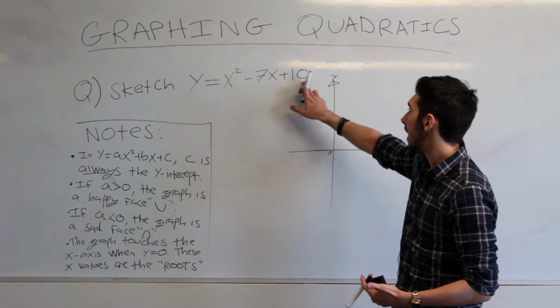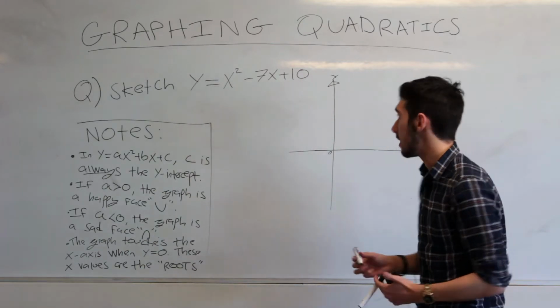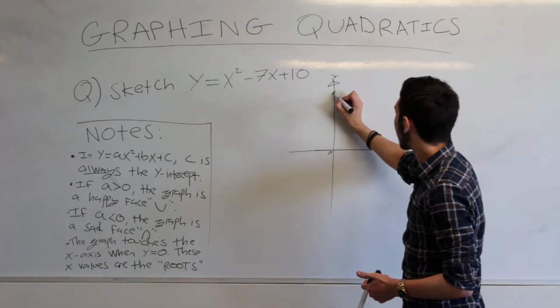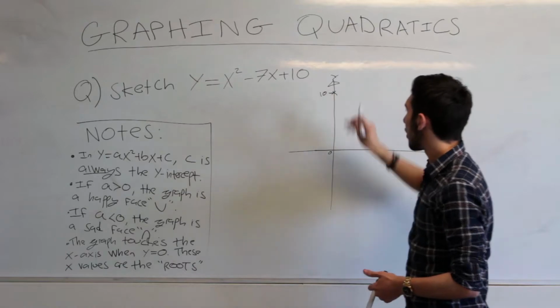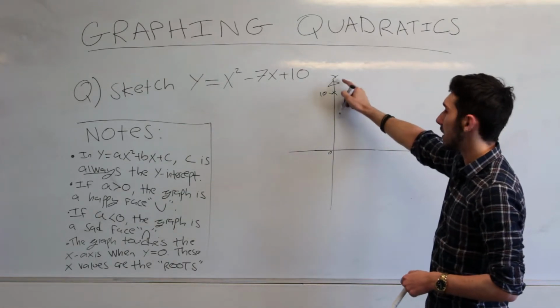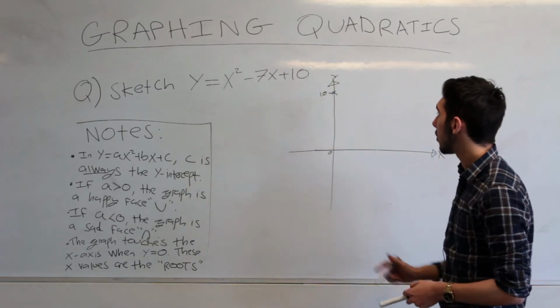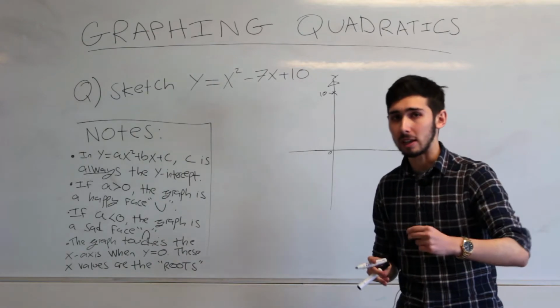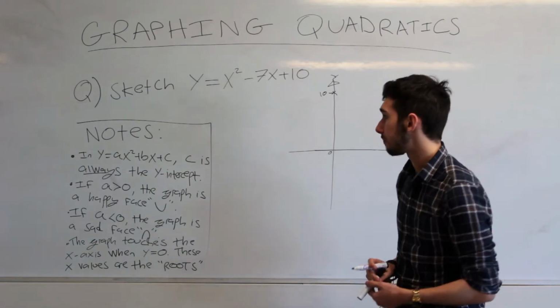Well, c is 10. So immediately we know that, let's say that's the point, let's say that's like 10, yeah? That point there is on the graph because that is the y-intercept, because this is the y-axis. So boom, that's on the graph. You can do that every time. C will always be the y-intercept, so that's something to know.